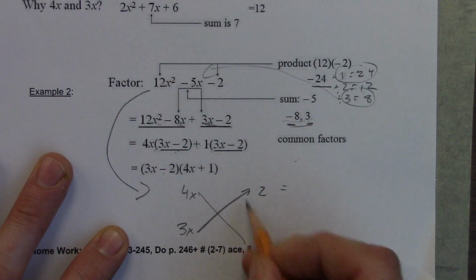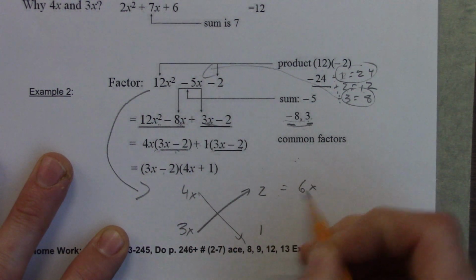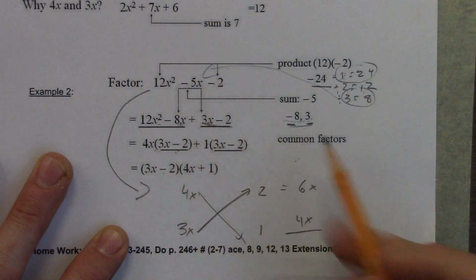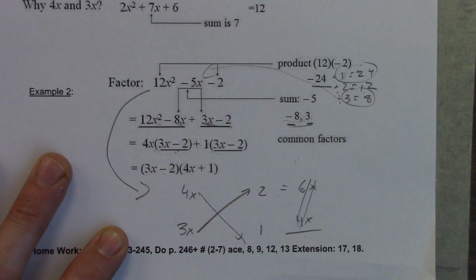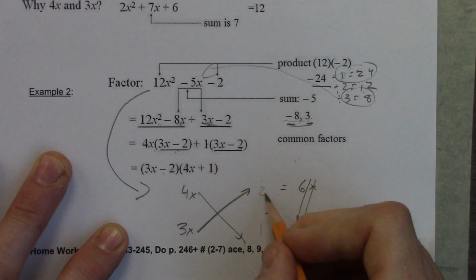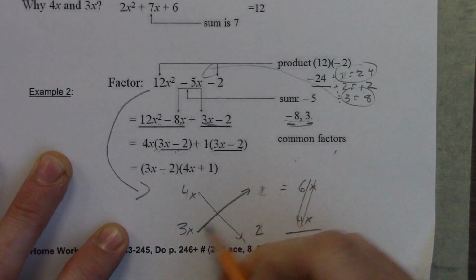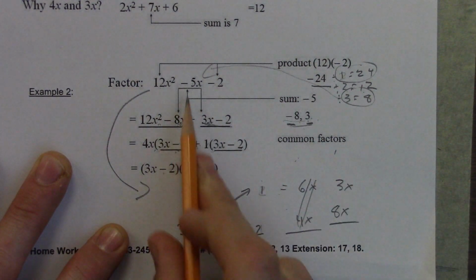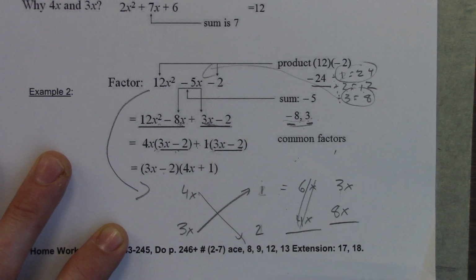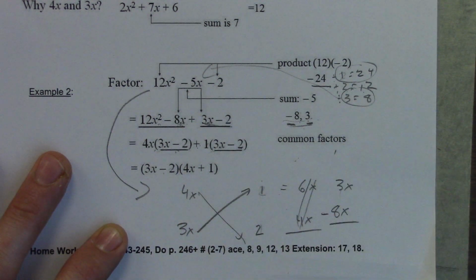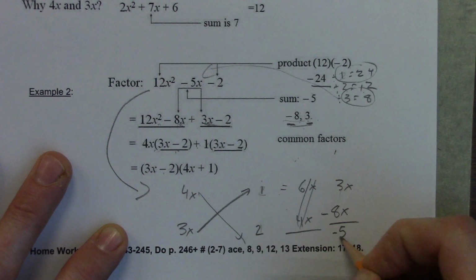Now we're going to cross multiply, right? So we'll get 6x and 4x. Can I add those in some way to get negative 5? No, so they don't work. Okay? What if we switch the 2 and the 1? Now I get 3x and 8x. Can I somehow get negative 5 here? 8 and a 3. Can I combine to get negative 5? Yes. Which one has to be negative? Right, negative 8x. Okay, those are our two numbers because we get negative 5x here.